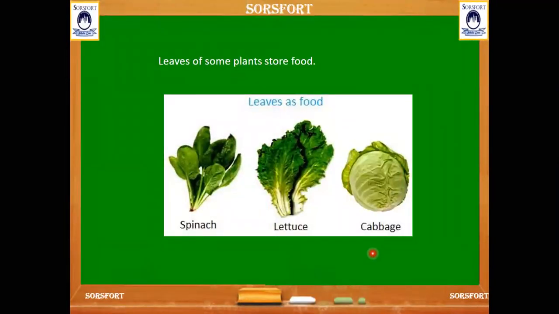And here are some of the leaves which store food in them. In spinach, lettuce and cabbage, the leaves store food in them. And these leaves we take as food for us to eat. Which part of this do we eat? It is the leaf part.